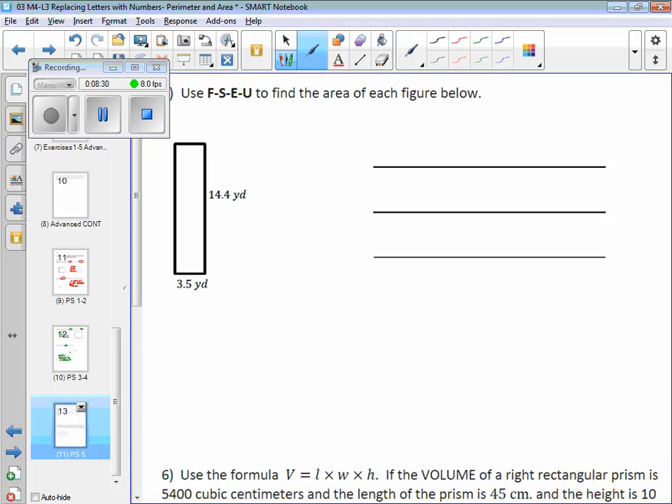Skylar, what are they asking for? Area, perimeter, or volume? Circle it. What kind of shape? Formula for the area of the rectangle. What's the length? What's the width?